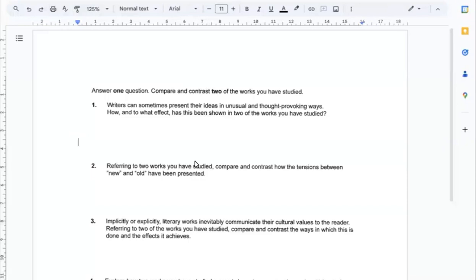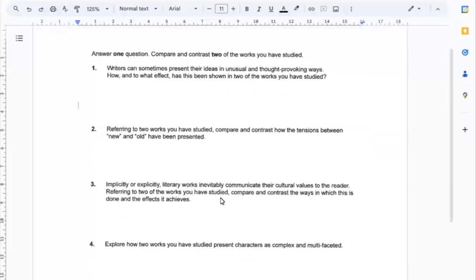Question number 1. Writers can sometimes present their ideas in unusual and thought-provoking ways. How and to what effect has this been shown in 2 of the works you have studied? There are 2 different tasks that the students are supposed to answer. First, they need to find out 3 different ways that ideas are unusually presented. Also, the next task is their effect.